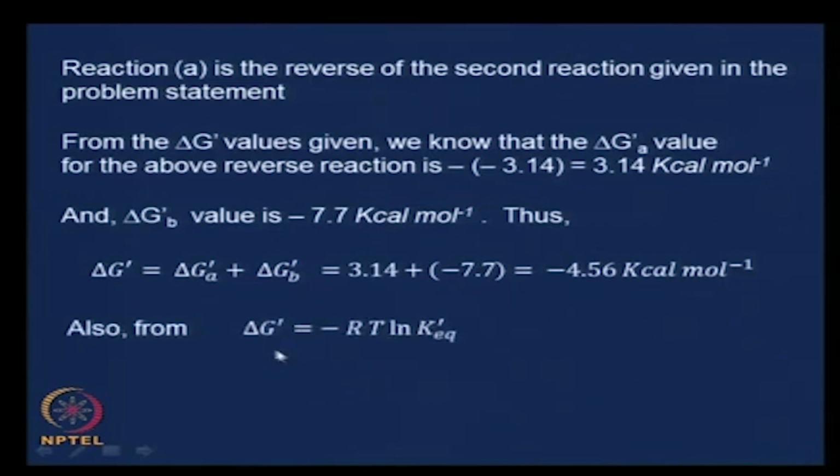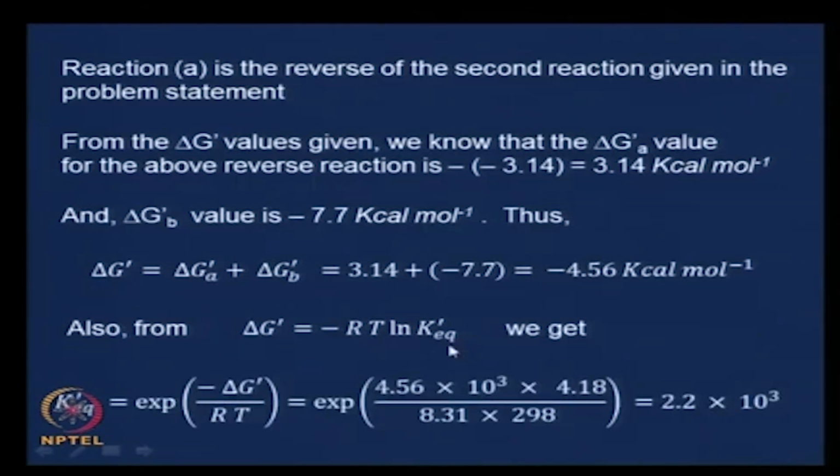Also, from delta G dash equals minus RT ln K equilibrium dash, this again we derived in this particular course, or we saw it in one of the earlier lectures. We had used this equation extensively subsequently, but this equation itself was known to you from earlier classes. From this we can get the equilibrium constant that we are looking for: exponential of minus delta G dash by RT.